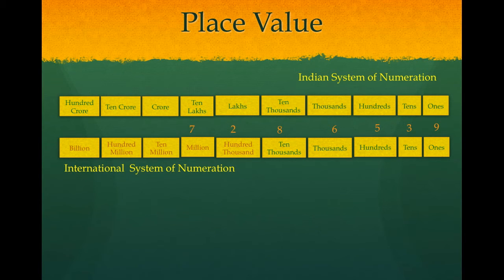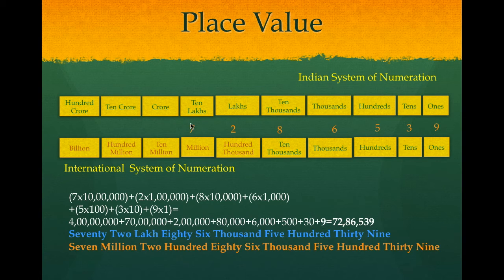For example 7,286,539. So we say that 7 is at ten lakhs place and 2 is at lakhs place in the Indian system of numeration, and 7 is at million place and 2 is at hundred thousand place in the international system of numeration. So this number can be expressed as 7 into 10 lakh or 1 million, which is this, then 2 into lakh or 100,000, which is this, and then so on.